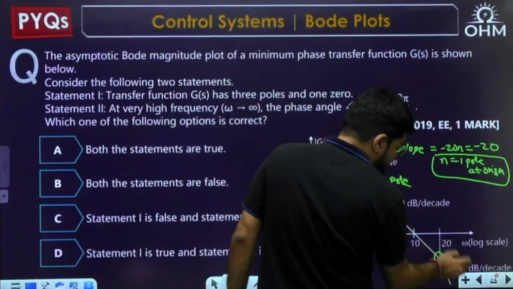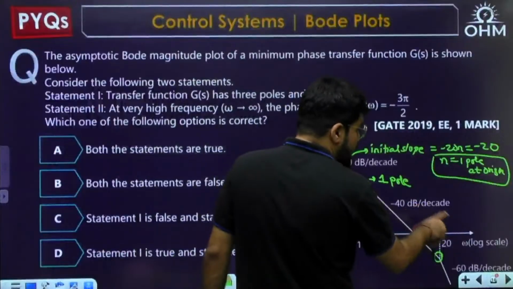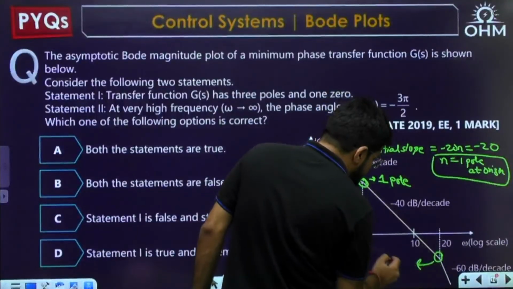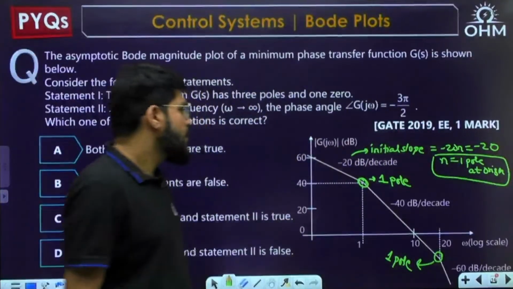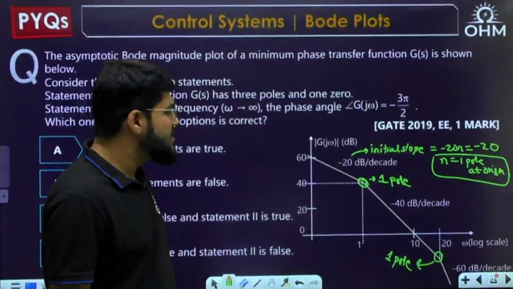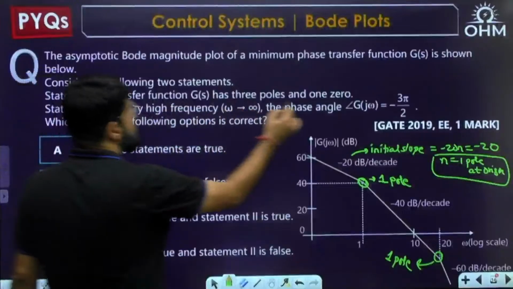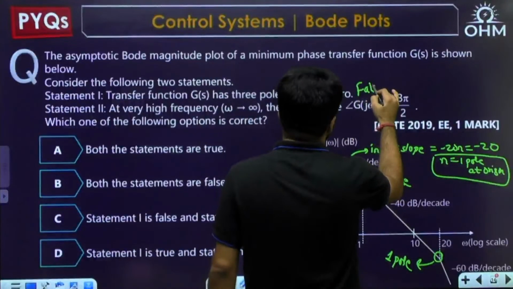Now the slope becomes minus 60. That means again slope decreased by 20. Minus 40 minus 20 will make it minus 60. So this is also one pole. Slope decreased by 20 means it is a pole. Do you anytime see a zero? No. So statement number 1 is false.